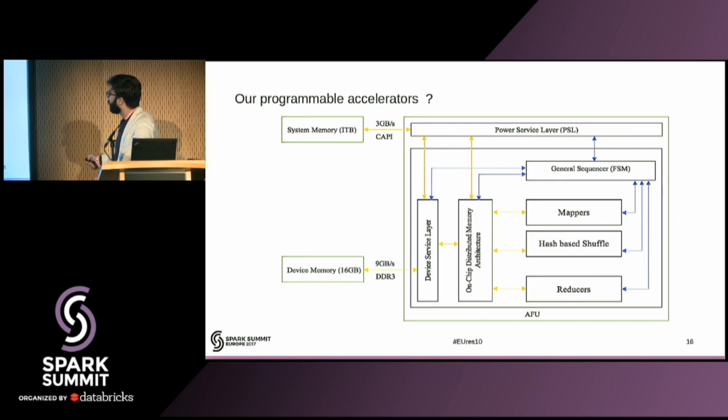For example, this power service layer is specific to IBM. These interfaces would change from architecture to architecture. In CAPI, you have a power service layer. If it's HARP, they have their own service layer. And if you have high bandwidth memories, they would have their own proprietary controllers as well. All these data paths support 32-bit floating point numbers.